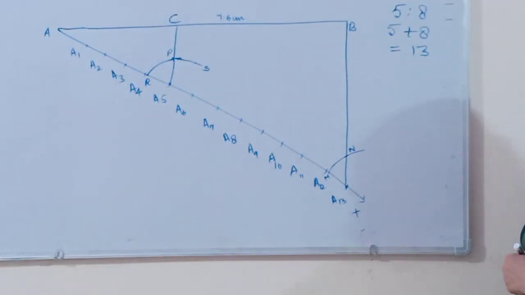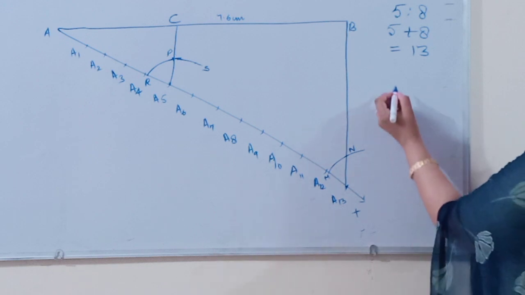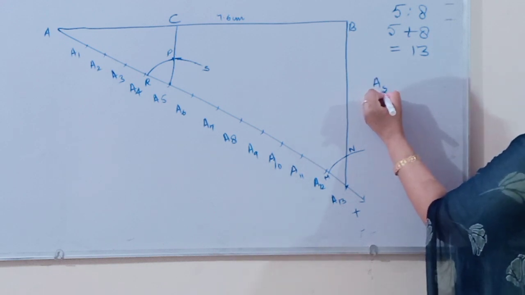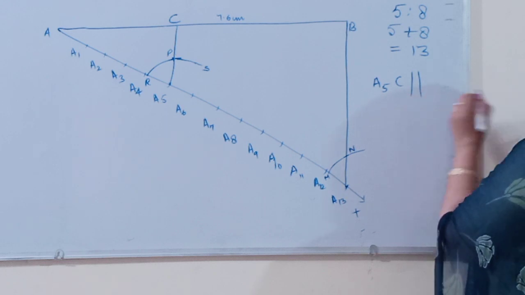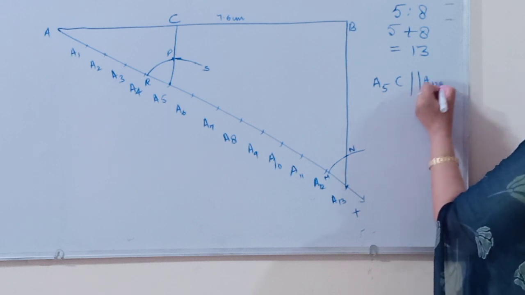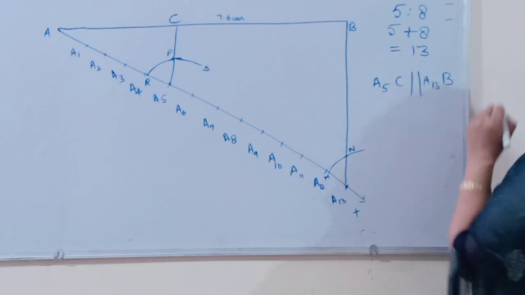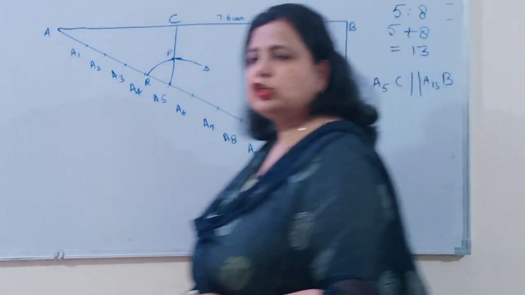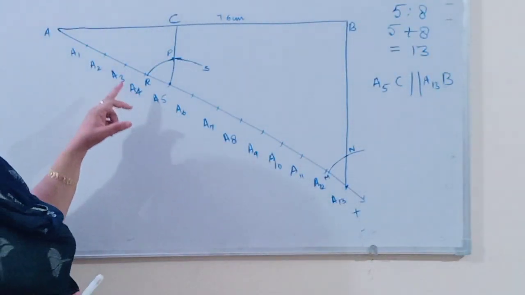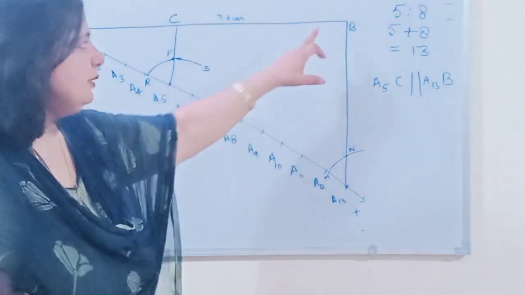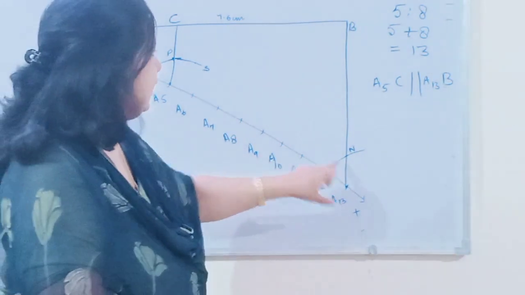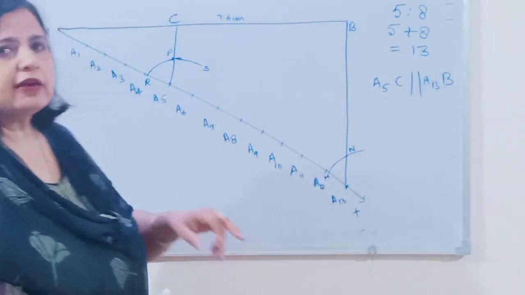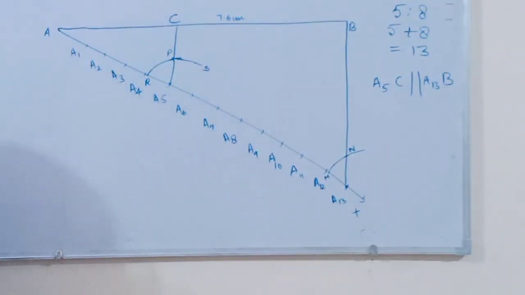So now we can say that A5C is parallel to A13B. Why? Because the corresponding angles are equal. Two lines are parallel if the corresponding angles are equal.